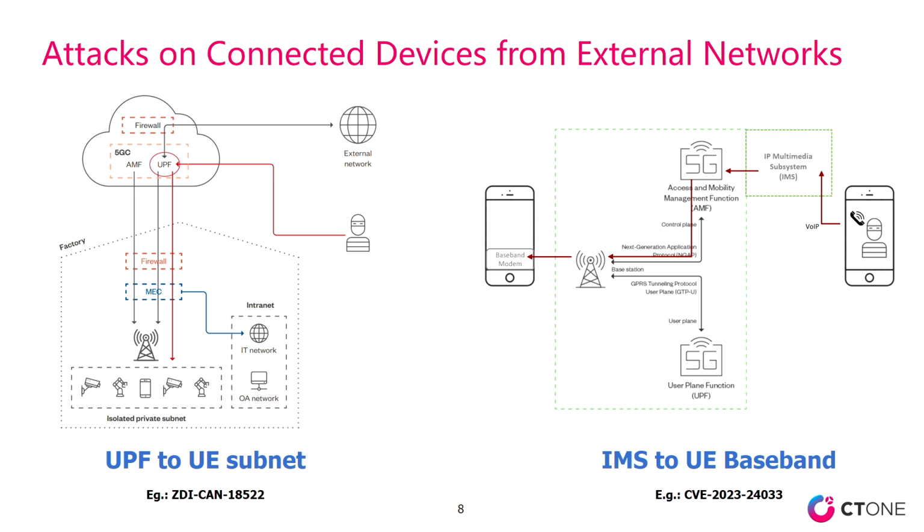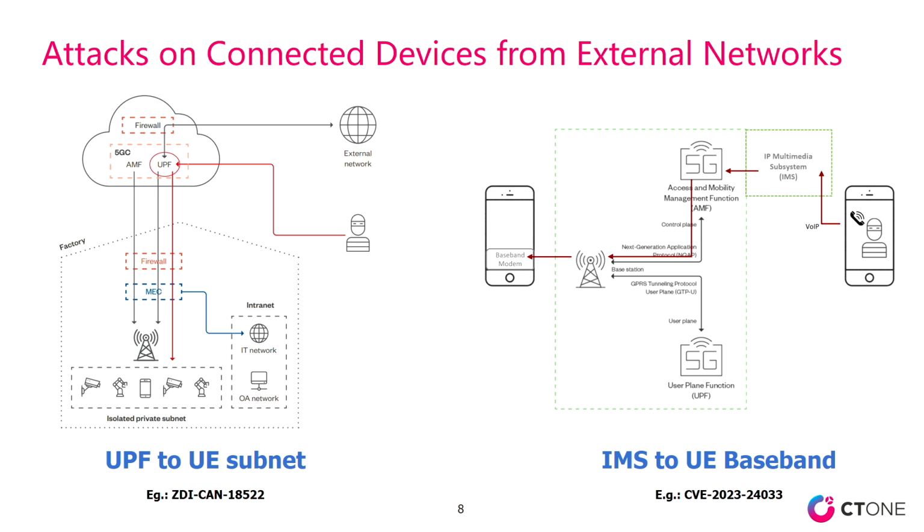This comes from Google Project Zero, where an attacker from the internet can make a voice over IP call and attack the baseband of the cell phone. This vulnerability was found in some of the Samsung phones. The CVE is here. And for every attack vector that I show here, there is a CVE or a reference.